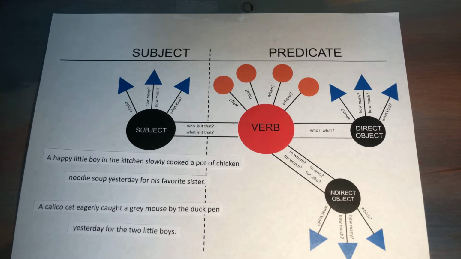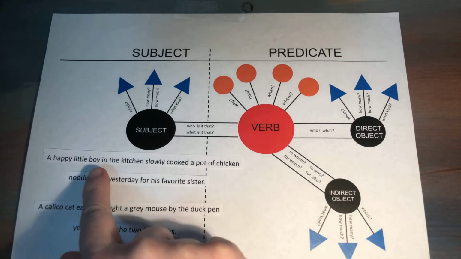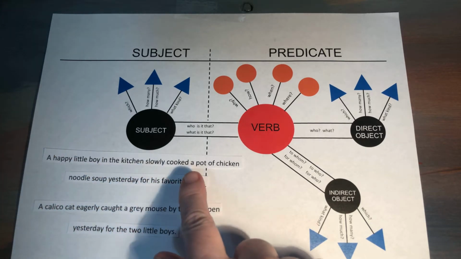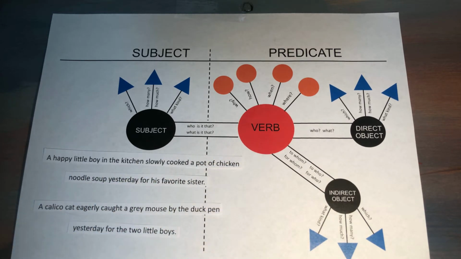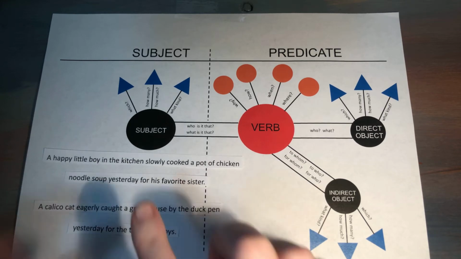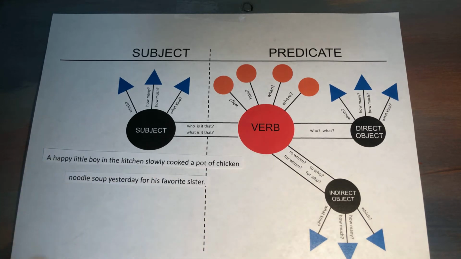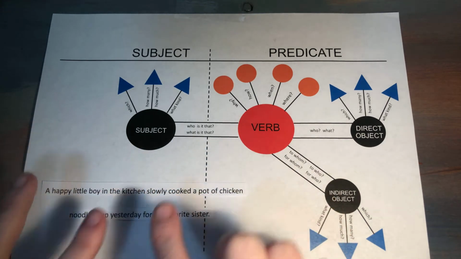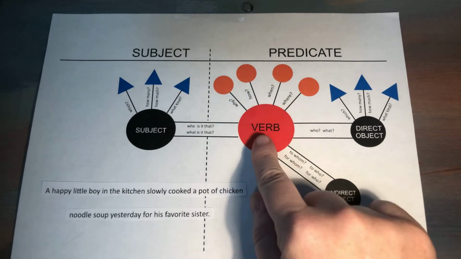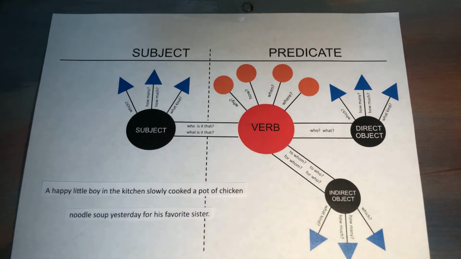Our first sentence is, a happy little boy in the kitchen slowly cooked a pot of chicken noodle soup yesterday for his favorite sister. Our second sentence is, a calico cat eagerly caught a gray mouse by the duck pen yesterday for the two little boys. I'm going to move the second sentence out of the way for now so we can focus just on the first sentence.